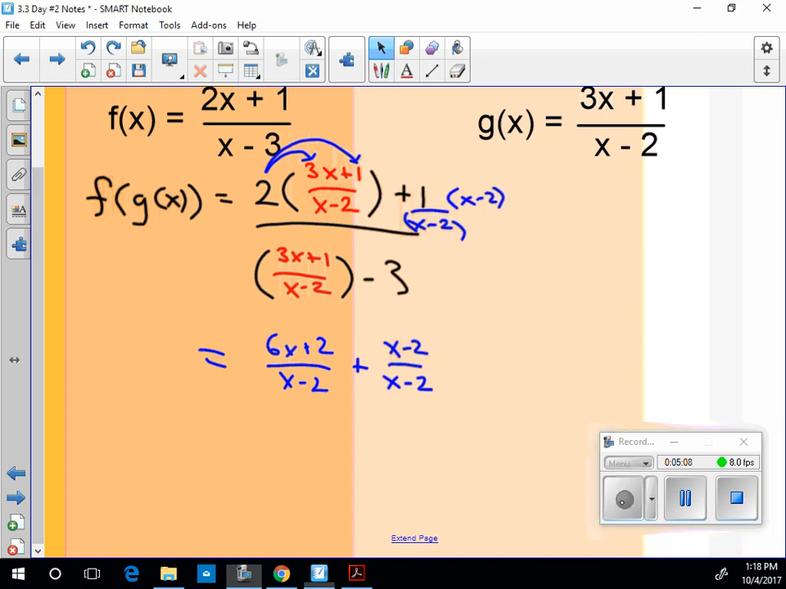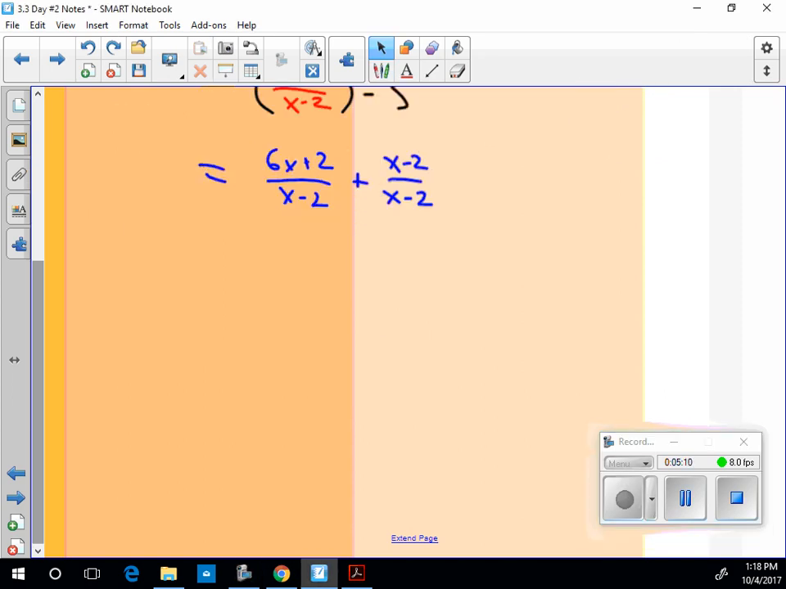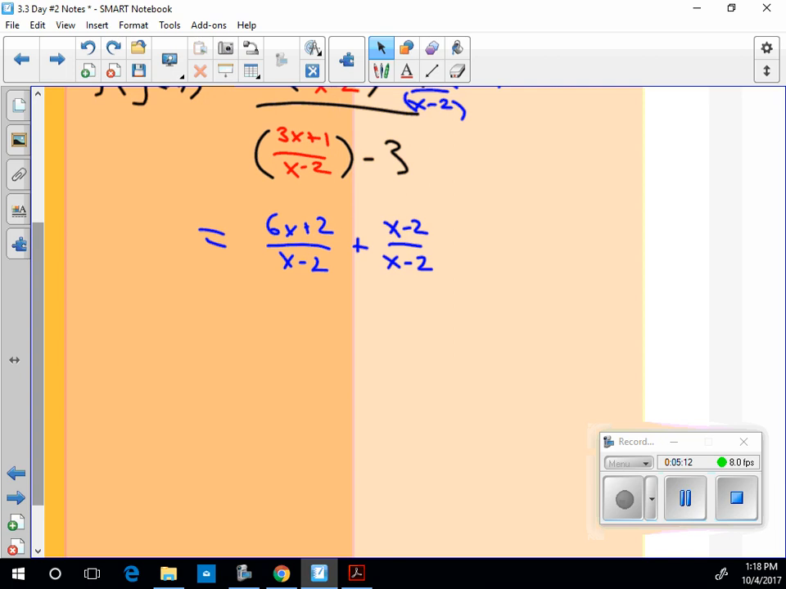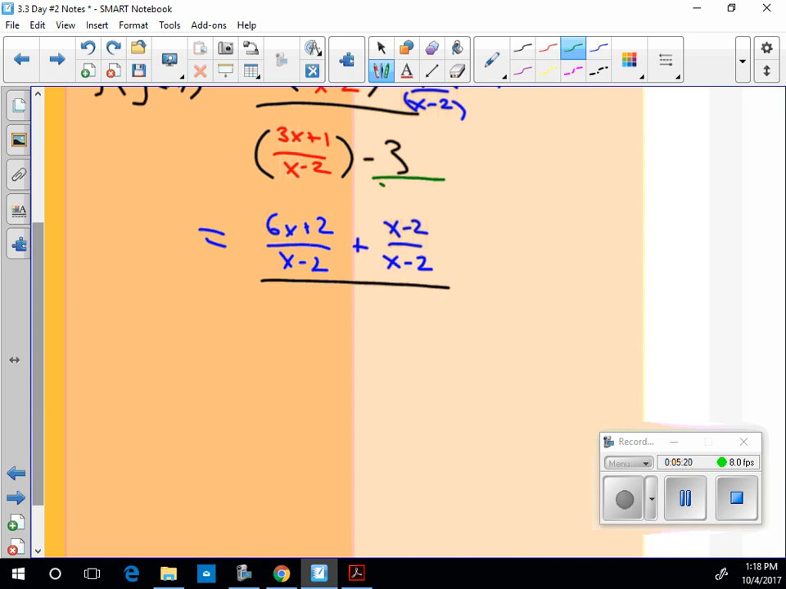Let's check the denominator now. Okay, in the denominator, I don't have to distribute, so that's great. But I do have to find a common denominator, so I'm going to turn 3 into, what would that be? 3x minus 6 over x minus 2.